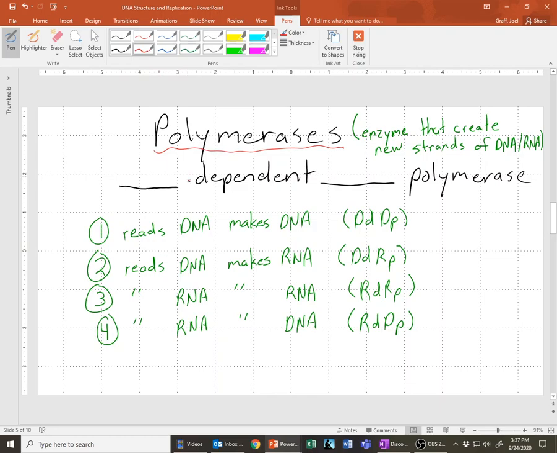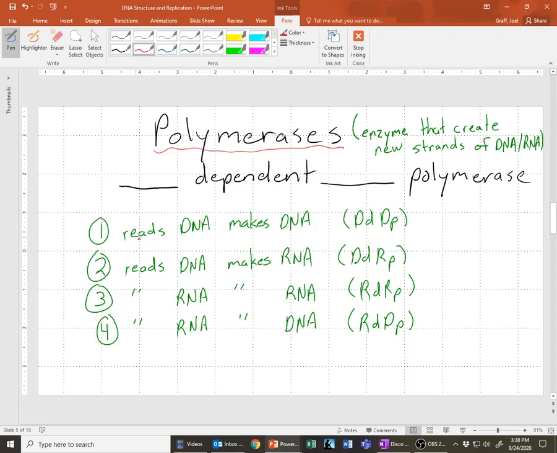Because we've got DNA and RNA, we've got 4 categories of polymerases. And so if you want to describe a polymerase, because there's 4 different types of polymerases, sometimes you want to explain what polymerase you're dealing with. And so you would say either DNA or RNA dependent DNA or RNA polymerase. So DNA or RNA could fill in this blank, DNA or RNA could fill in this blank. So let's just run through those 4 possibilities.